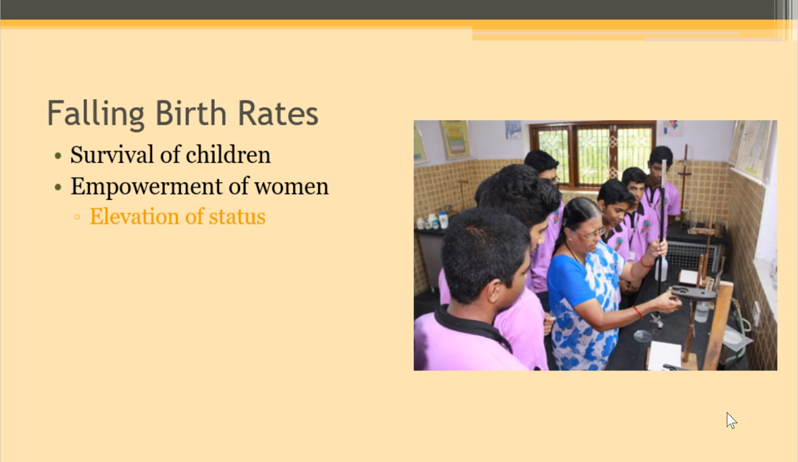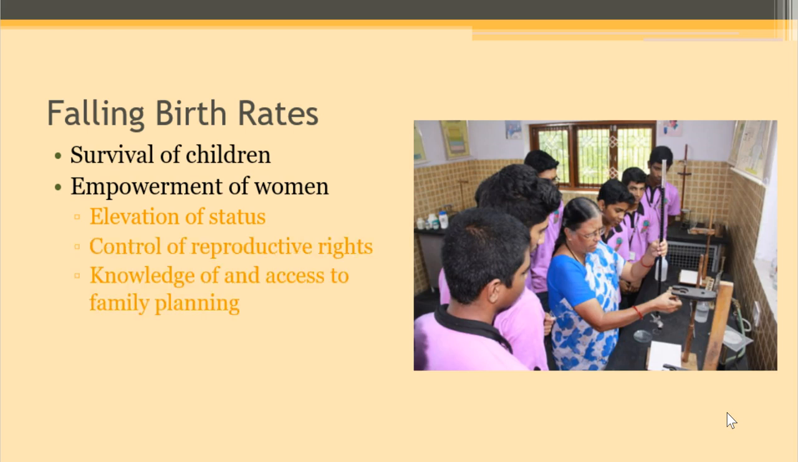So if you have a girl child, she is as equally valuable as a boy child. And that is really, really important. And once that starts happening, then women are able to have control of their reproductive rights, the number of children they have. And we're going to talk about this more in class. So if you have questions, we're going to talk about this more.